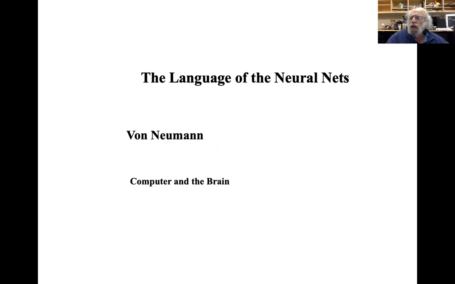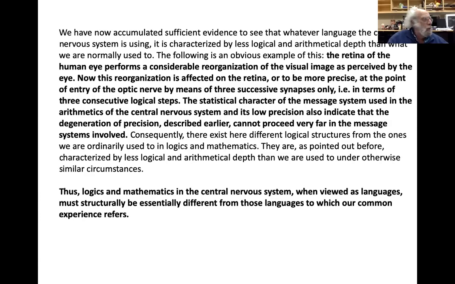Now, the language of neural nets, because now we're talking about neural nets as the model of what is being computed in deep learning. Von Neumann wrote a very famous book called The Computer and the Brain. This was the last book he wrote, and this is the last paragraph in the book. And here's what he says.